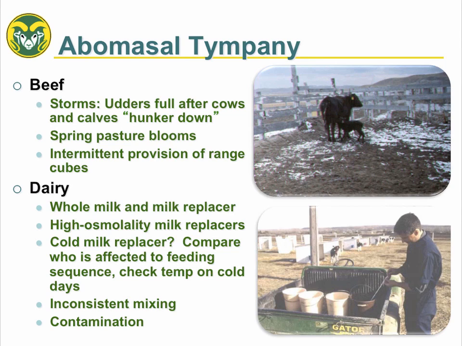Intermittent provision of range cubes has been anecdotally described by both producers and veterinarians, that they throw out a bunch of cubes every so many days. Cows go tank up on the cubes, they make a little bit more milk, the calf nurses a little bit more milk, or maybe there's more protein. Who knows what the exact factors are, and we get some Clostridial breaks.